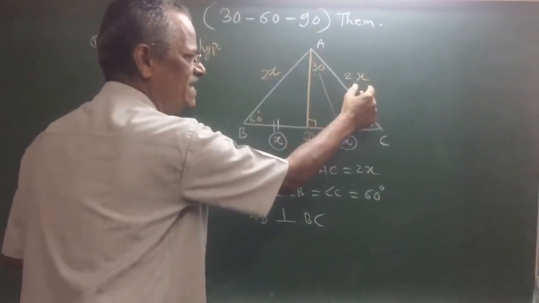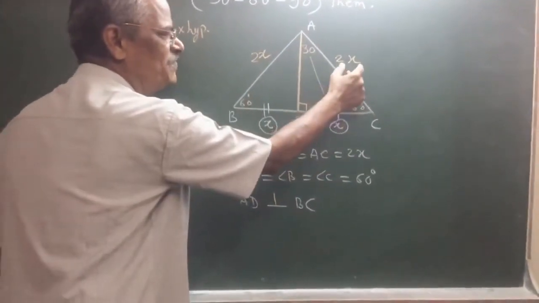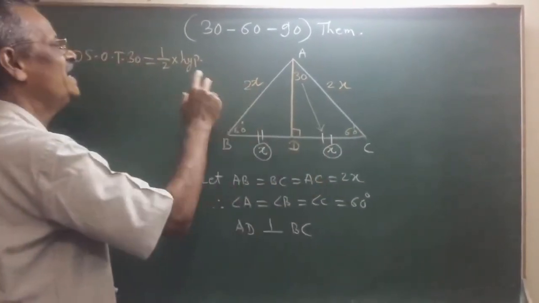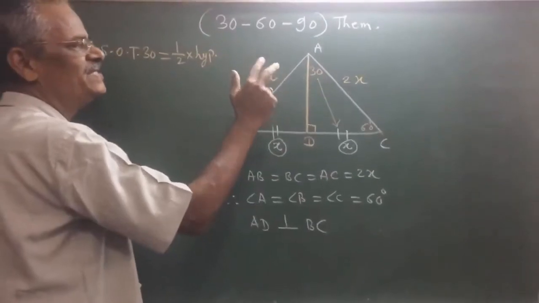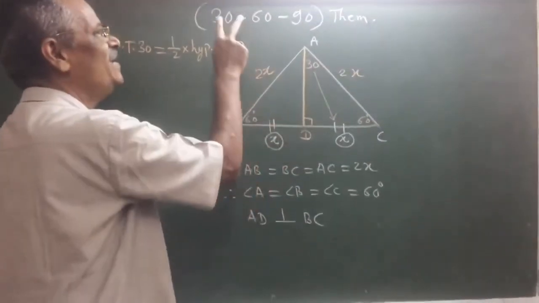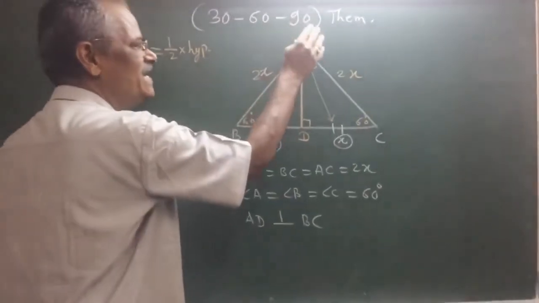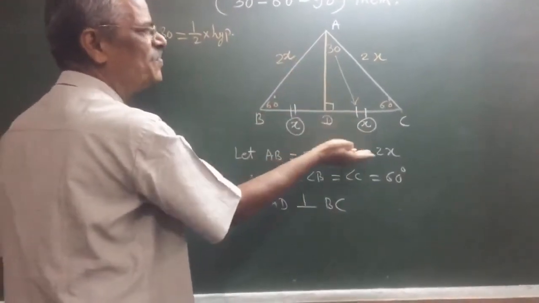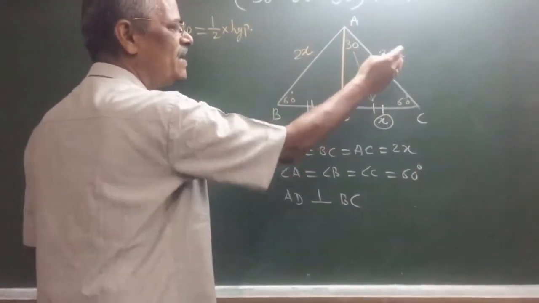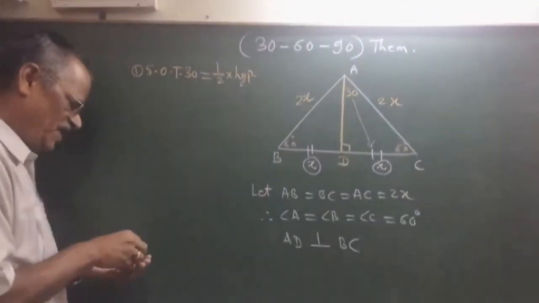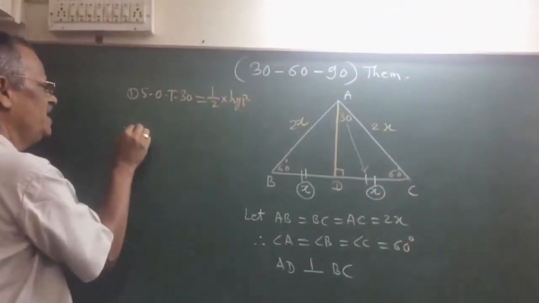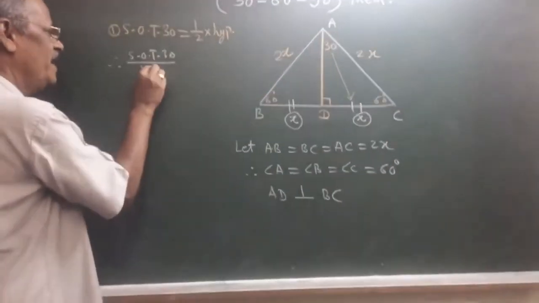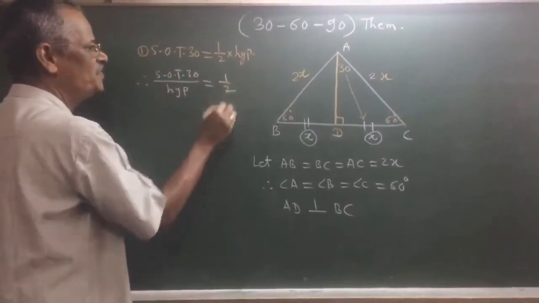So if this is 20, what is the half? 10. If it is 4, what is the half? 2. If it is 200, what is the half? 100. Like that. In any right angle triangle, that is wrong. In a right angle triangle, if the angles are 30, 60, 90, then definitely we can use this property. The side opposite to 30 is always half of the hypotenuse. So if you take the side opposite to 30 divided by the hypotenuse, it will be 1 upon 2.